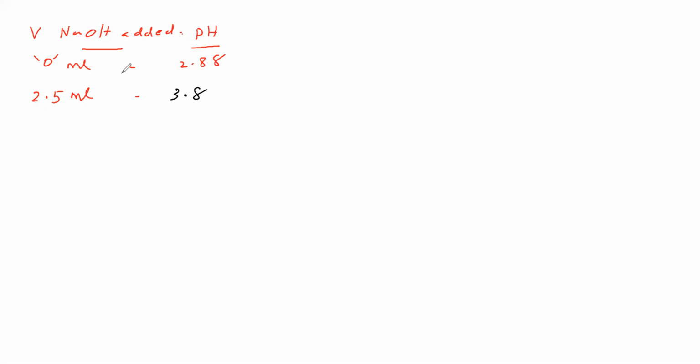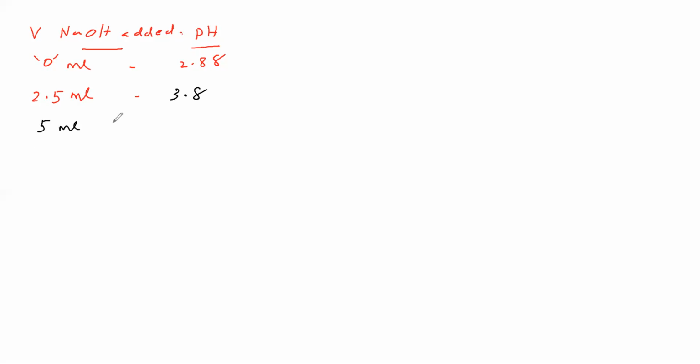We have taken acid in the conical flask, and that is reacting with the sodium hydroxide. So the concentration of acetic acid decreases, therefore pH increases. So the pH of the solution in the conical flask increases. Let us continue adding sodium hydroxide solution.